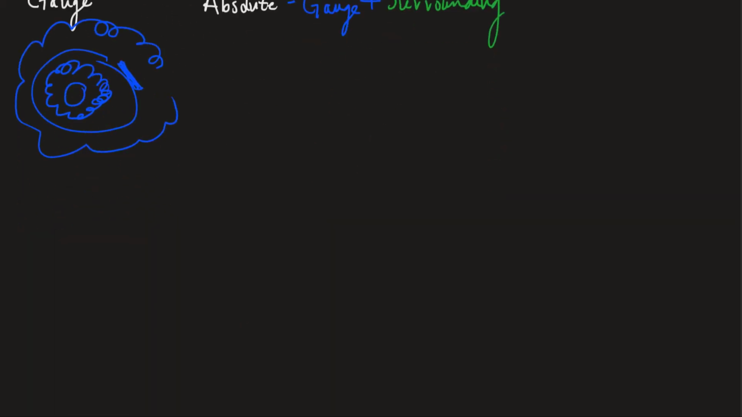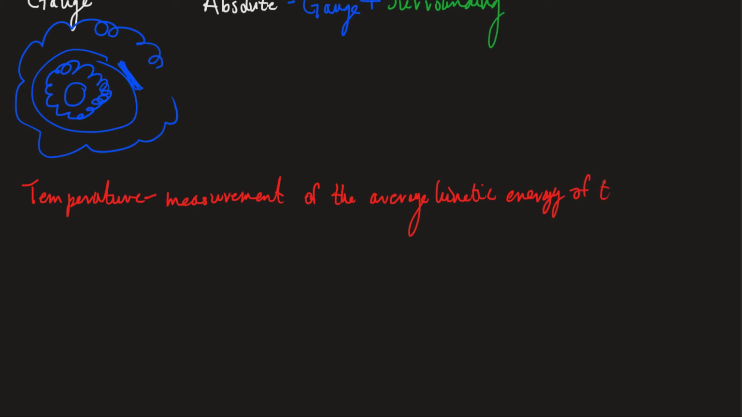Next, we'll take a look at temperature. So temperature is a measurement of the average kinetic energy of the molecules. And we're kind of used to temperatures in Fahrenheit, so room temperature is around 72 degrees Fahrenheit. You might also see Celsius, so that's around 22 degrees Celsius for room temperature.